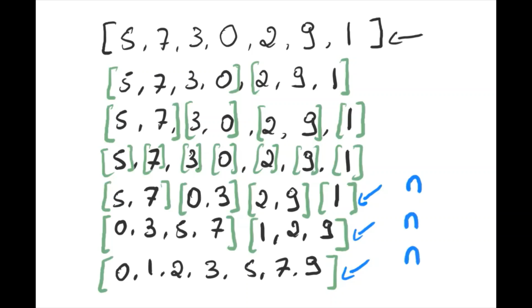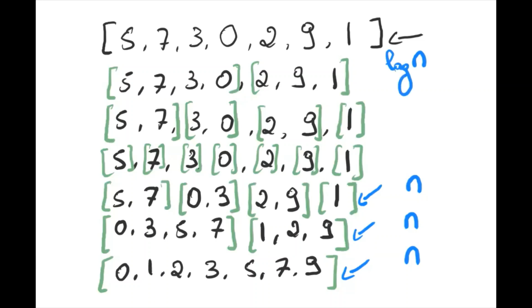But how many sets of merge operations are taking place? Actually, this is the number of times the size of the list is divided by 2 in order to reach a list of size 1. So the number of times we divide a number n by 2 in order to reach a list of size 1 is actually log 2 of n, or log base 2 of n.